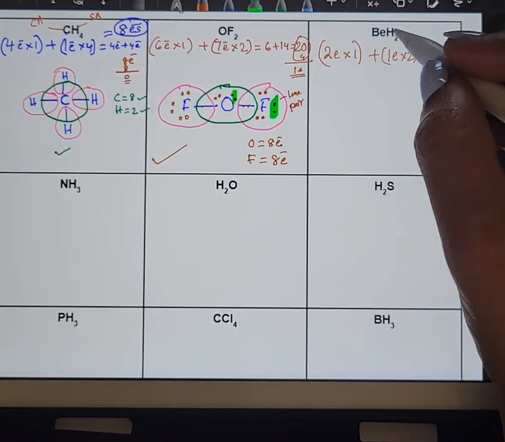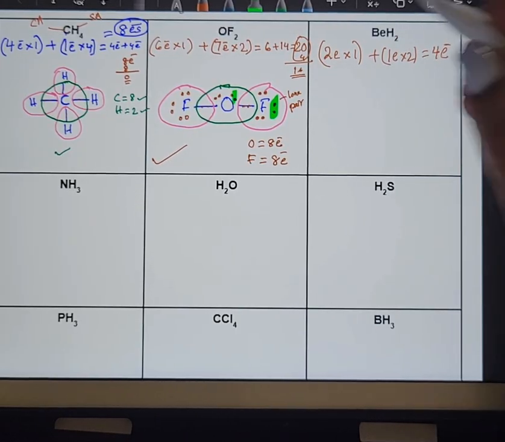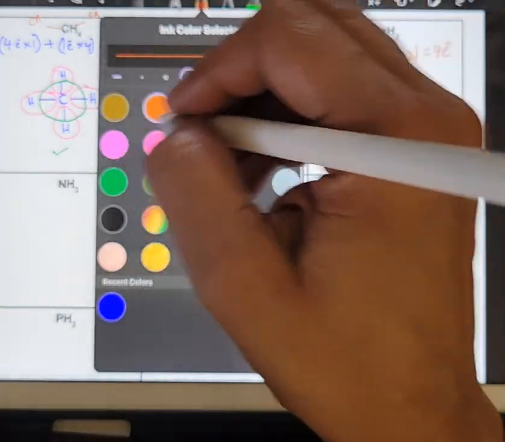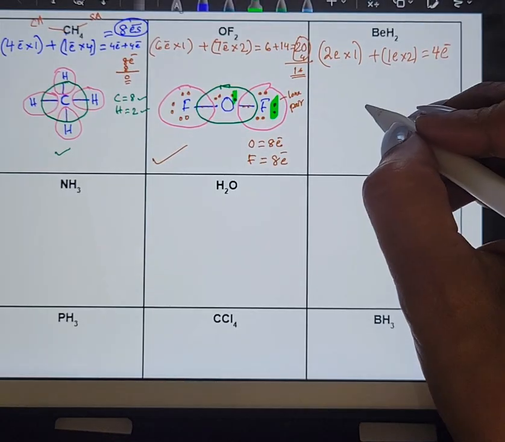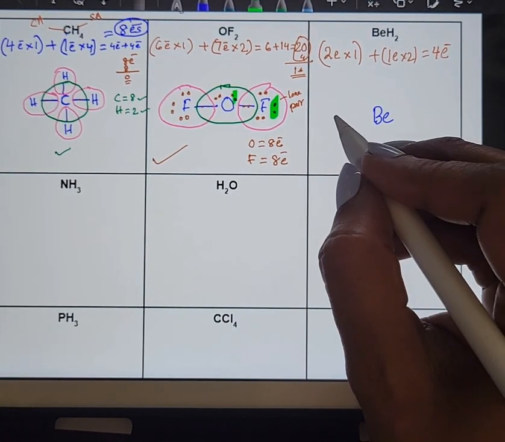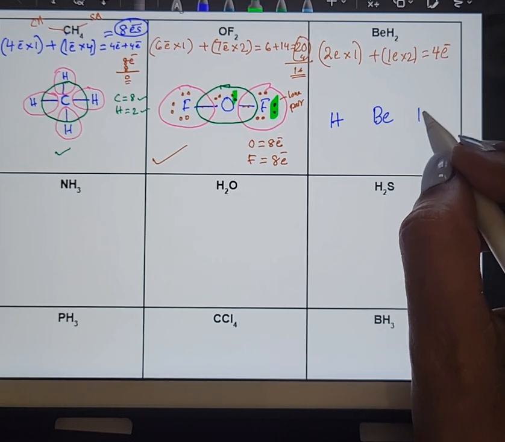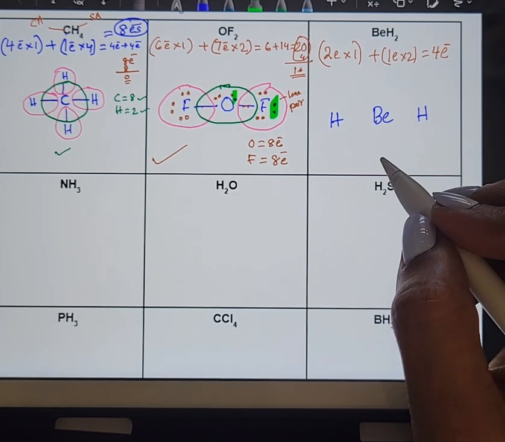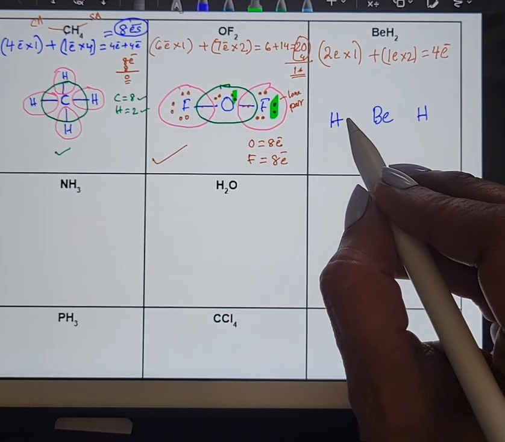Okay, so decide the central atom. Hydrogen will never come in the center. Beryllium will come in the center. So beryllium is the central atom. Okay, there are 2 hydrogens, so write the hydrogens like this. Okay, now draw a single line.